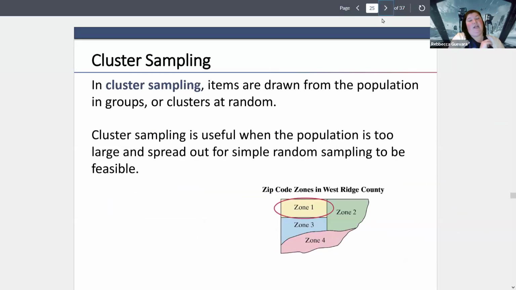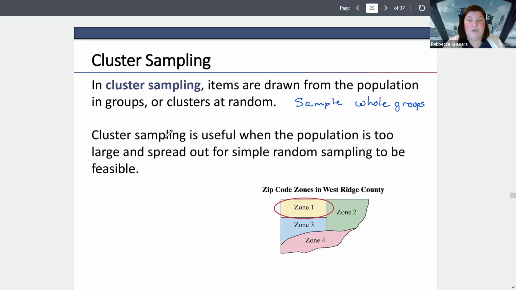Cluster sampling is a little different. It's going to sound kind of the same, but just slightly different. In cluster sampling, items are drawn from the population in groups or clusters at random. So we are drawing groups out. We're not breaking up the groups and randomly sampling from the groups. We are pulling out whole groups. So we are sampling whole groups here.